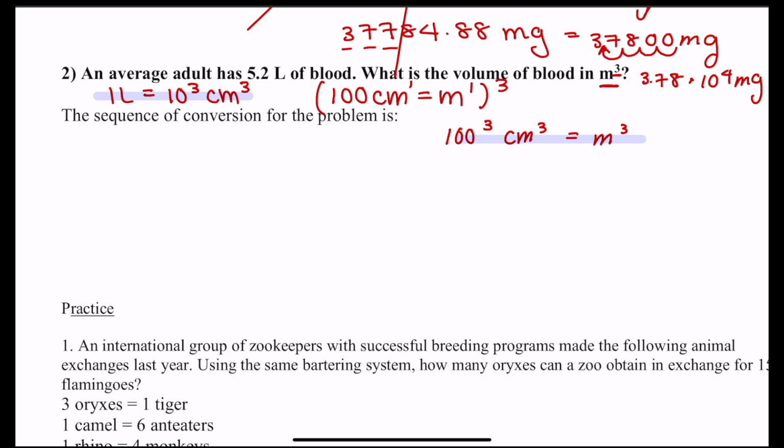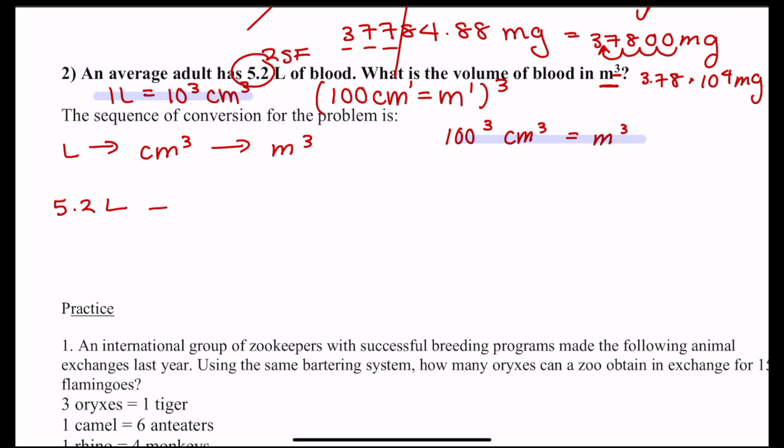So basically we're going to go from liters to centimeters cubed, to meters cubed. Okay, so we are given 5.2 liters. And remember, the answer should have 2 sig figs, because in the problem we have 2 sig figs.